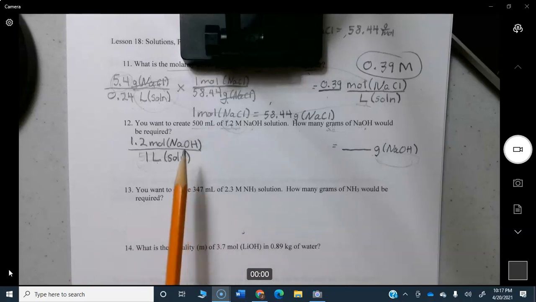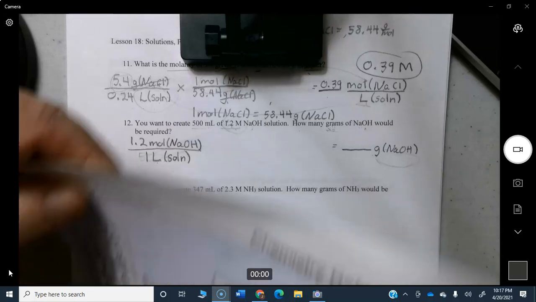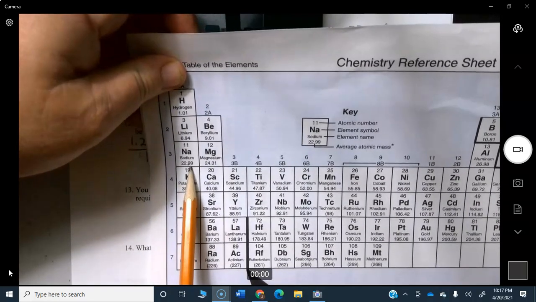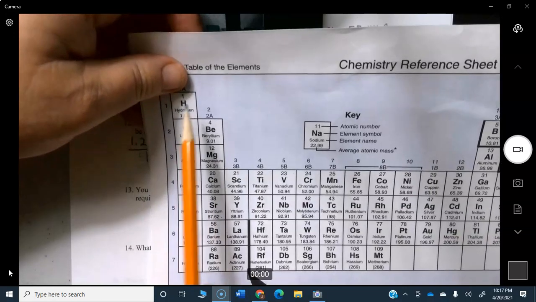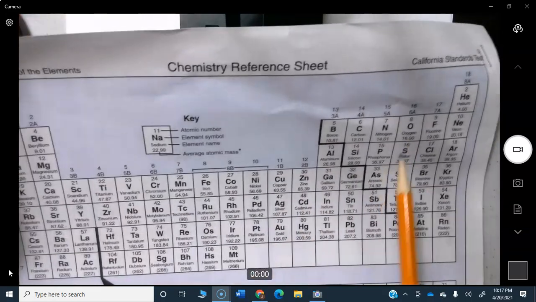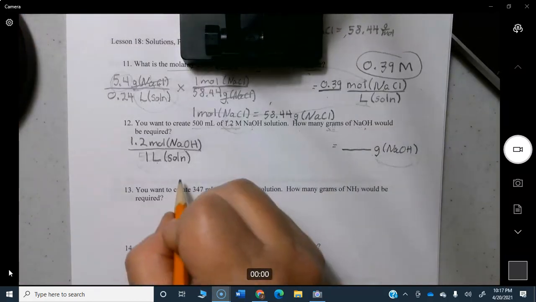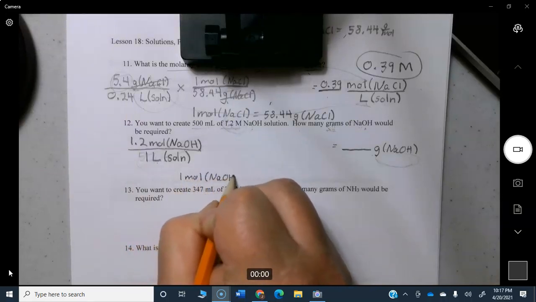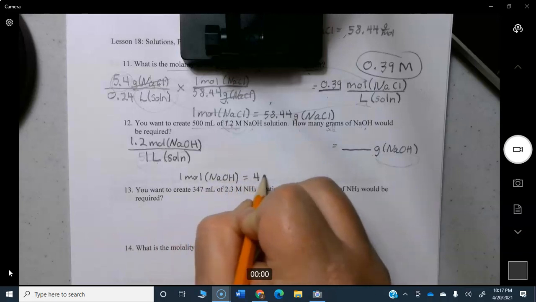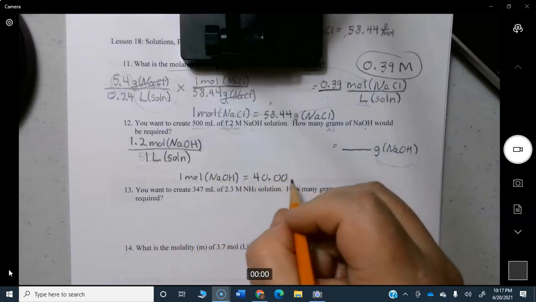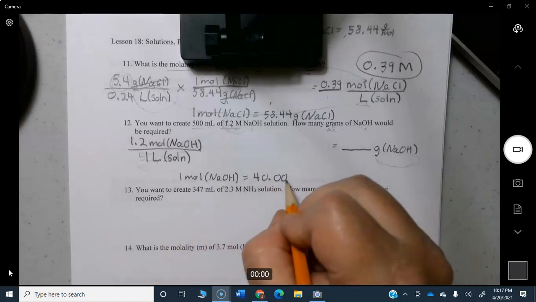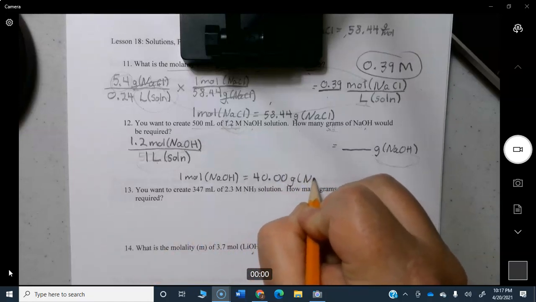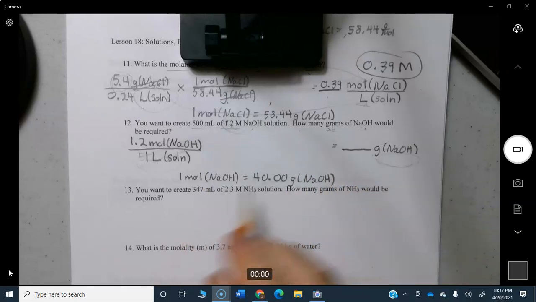All right? So let's do the top first. We need the molar mass of sodium hydroxide. So sodium is 22.99, and then one hydrogen is 1.01, and oxygen over here is 16. You add all that up and you get exactly 40. Okay, so 1 mole, and you can write that to two significant figures. It becomes exactly 40 grams of NaOH. Okay, so there's your conversion.